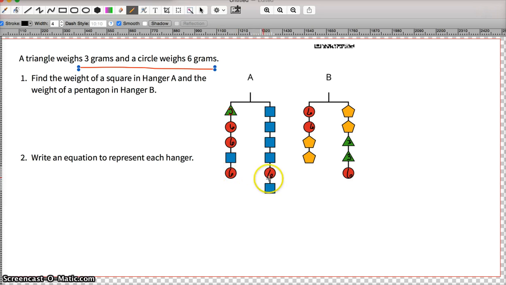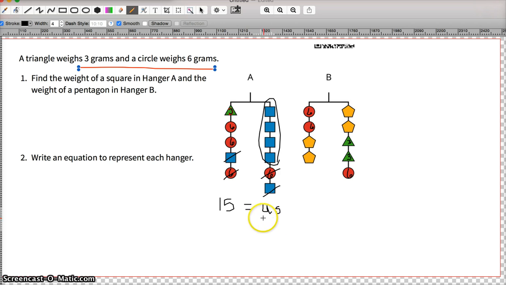I see that both sides have a red circle, so I'm going to take away at least one red circle. And I see both sides have a blue square, so I'm going to take away at least a blue square. And now I've got some values I can work with. So 3 plus 6 plus 6 is going to give me 15. So I know that 15 equals, how many blue squares do I have left? I have 1, 2, 3, 4. 15 equals 4 squares. I'm still going to use S because we're working with squares.